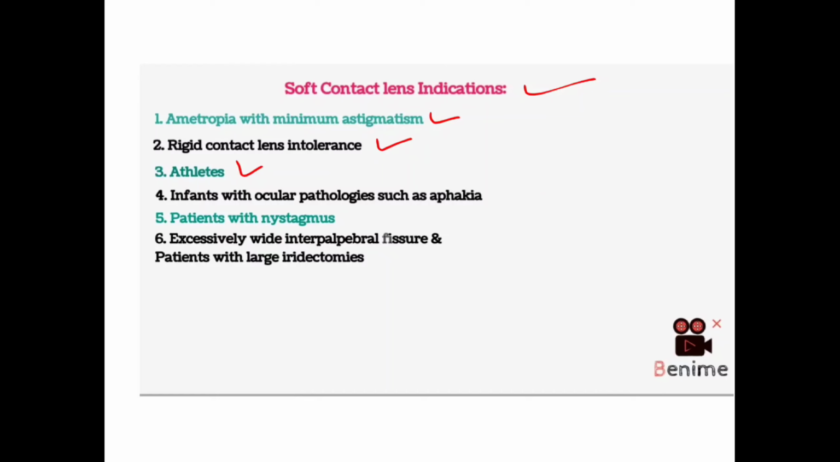Fourth is infants with ocular pathologies such as aphakia. And fifth is the patient with nystagmus, because the lens will move with the eye, so the patient will not feel that. Sixth is an excessively wide interpalpebral fissure and the patient with large iridectomies. Okay, so in these conditions also you can prescribe the soft contact lenses.